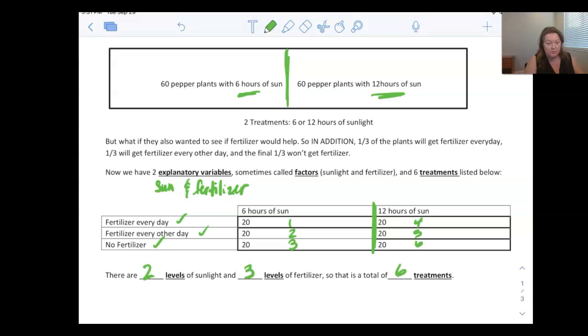So a lot of people will misuse all of that vocabulary. So there's a good example for you to go back to and look at. Okay, so factors are sometimes explanatory variables. Levels are when you're actually spreading things out into different groups. So when we did sunlight, we actually did 2 levels at the beginning, okay, and then we added in 3 levels of fertilizer. And then if you multiply those together or count up the number of boxes, that's going to be your number of treatments.